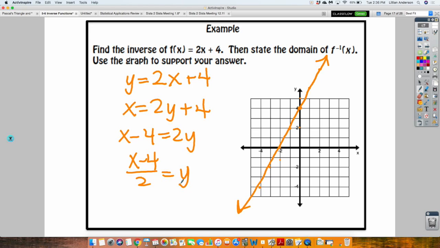Then I replace y with the inverse notation, which is f to the negative 1 of x equals x minus 4 over 2. This can also be written as 1/2 x minus 2. Does everybody see how and why it can be written this way? Divide the x by 2, divide the 4 by 2. Either one will be acceptable.